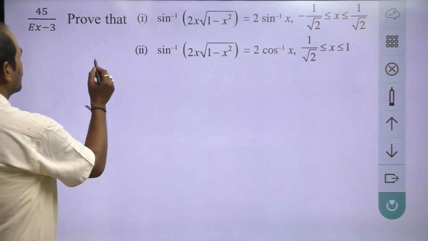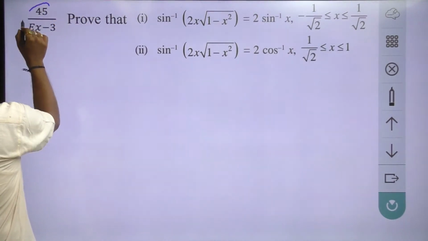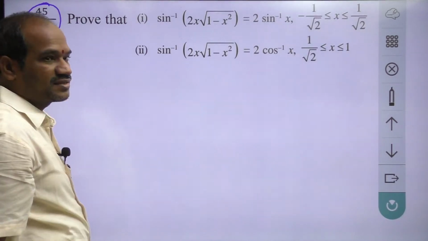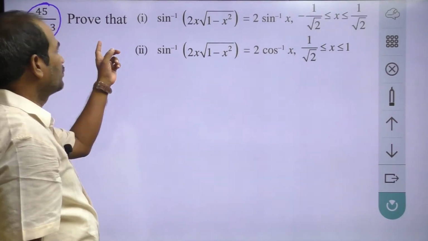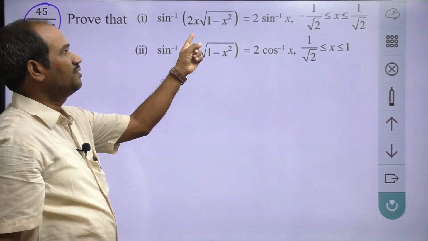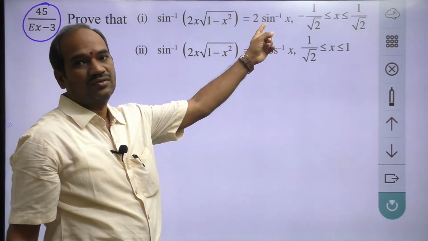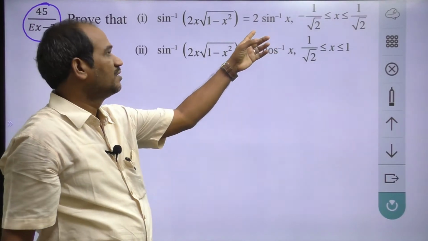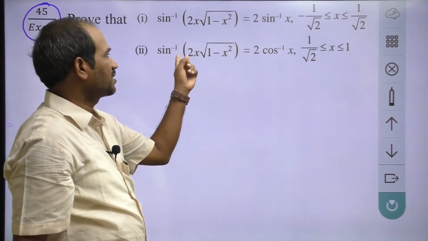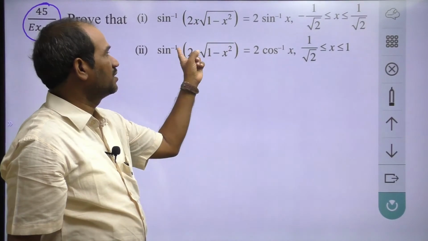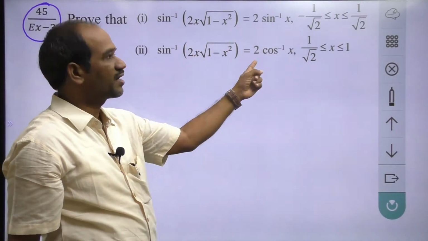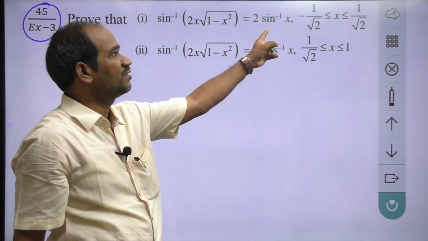See here in page number 45, example 3. Prove that sin inverse of 2x into root of 1 minus x square is equal to 2 sin inverse x. In the next question, the LHS value is the same, sin inverse of 2x into root of 1 minus x square, but the RHS value is changing: here it is 2 cos inverse x, and here 2 sin inverse x.